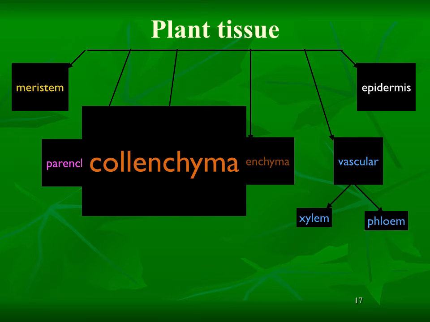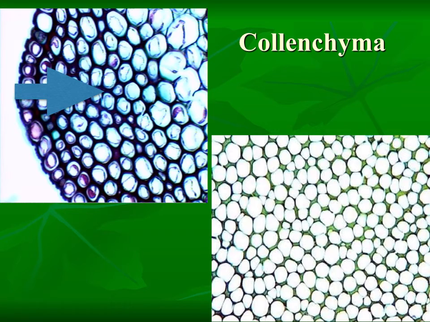Now, when you look at collenchyma, they have got thickened walls that have got extra cellulose laid down, particularly in the corners. This is why you get a circular effect in the middle. And this circular effect in the middle is living cytoplasm. The cytoplasm is still active because the cell walls are freely permeable. The effect is that the cells look round.